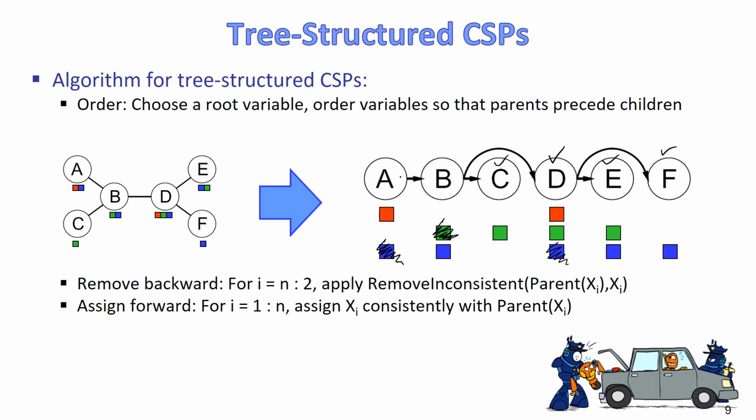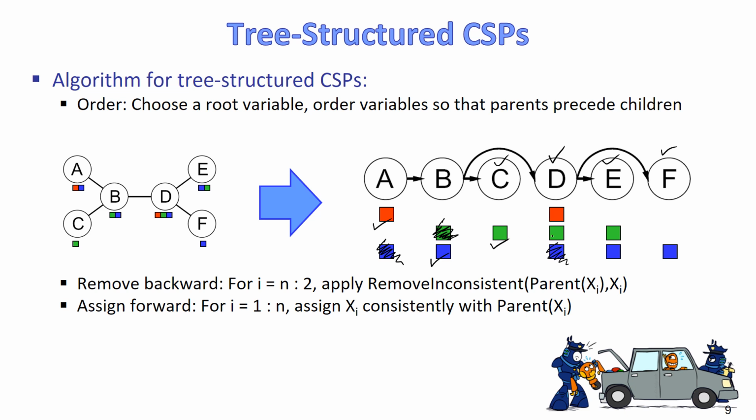Start forward, so we'll start from the root. We have just one value here, so we'll assign red to A. Then B, we also have one value here, so we'll assign blue. Why don't we check here if it's consistent or not? Because we already made sure that it's consistent from step 1. So we are sure that for every value here, there will be a consistent value here. Since it's just one, we don't need to even check. Here again, it's just one value, so we choose green.